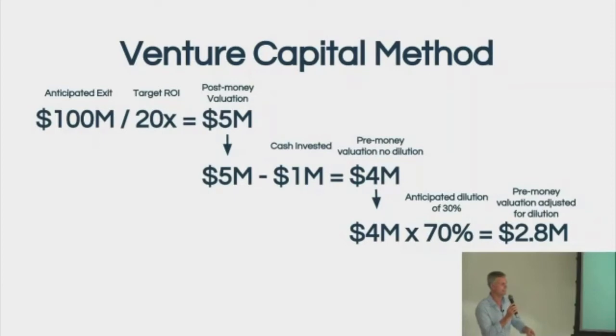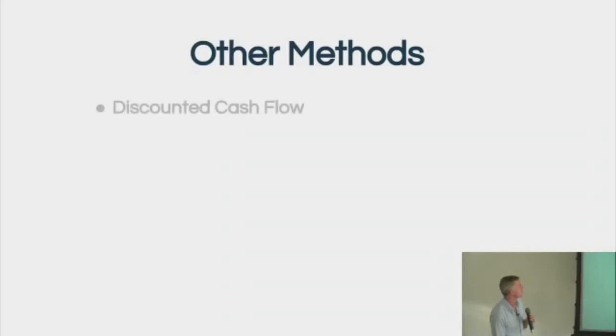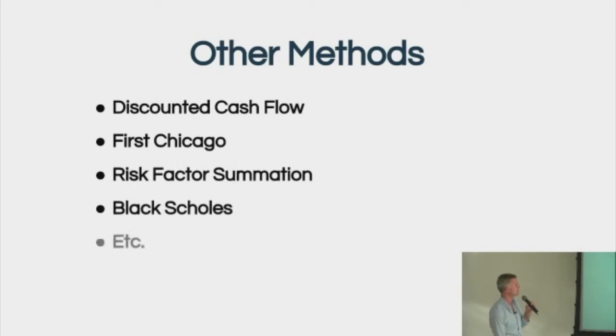And I want to thank John again for helping put together these last couple slides. And he's actually the expert in the room on startup valuations this week because he's researched more methods than any of the rest of us. Okay. So he also came up with a list, and I've seen some of these, I've used some of these, of a lot of different methods. There's discounted cash flow, First Chicago, risk factor summation, Black-Scholes.